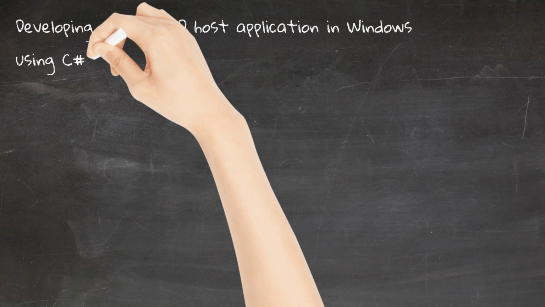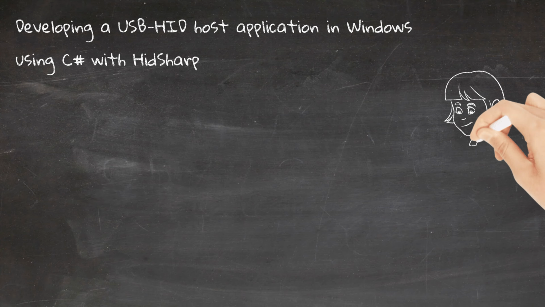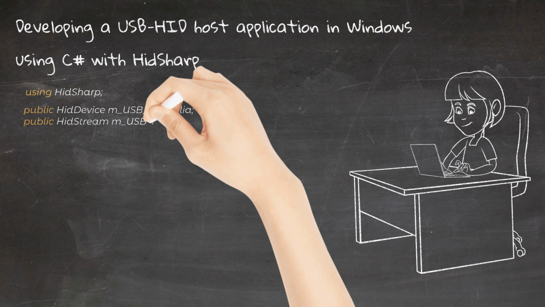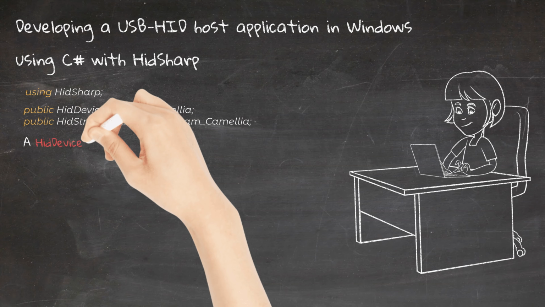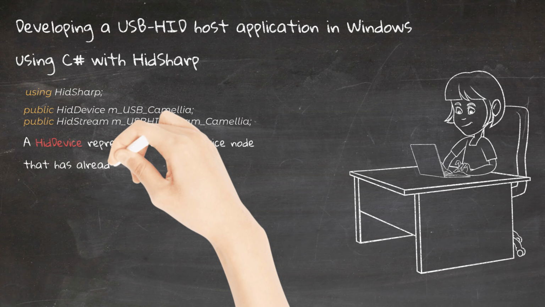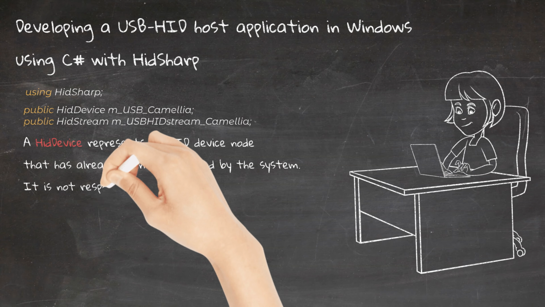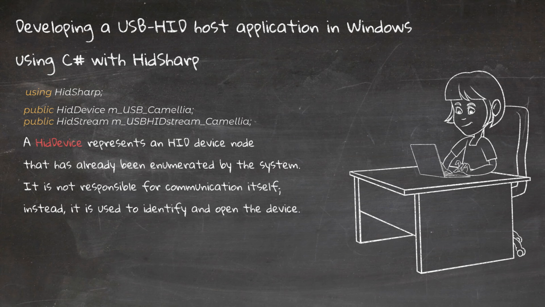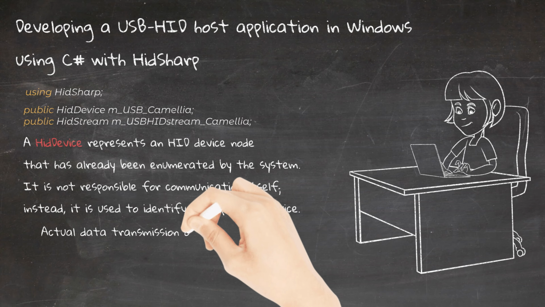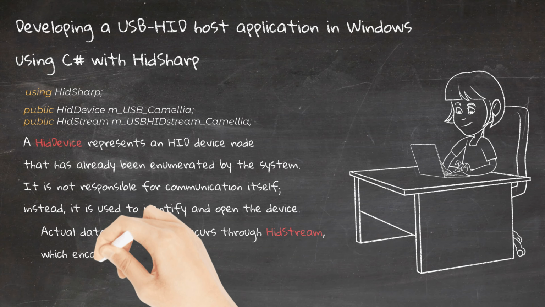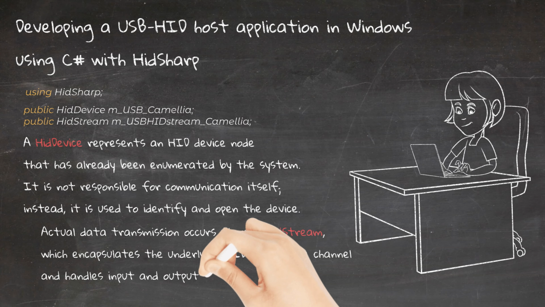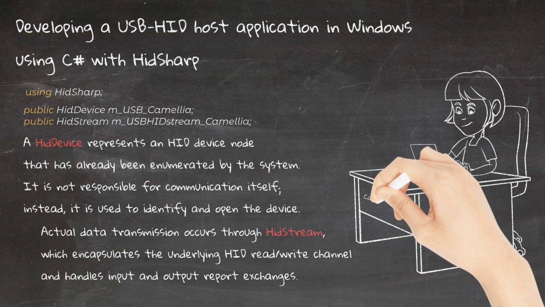Next, let's move to the PC side. On Windows, we can develop a USB HID host application using C# with HID#. A HID device represents a device that has already been detected by the system. It is mainly used to identify and open the device, but it does not handle communication itself. The actual data transfer happens through HID stream. This is the object that manages the underlying read and write operations, including input and output reports.